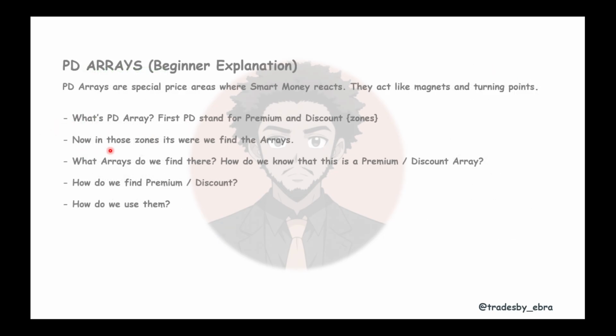Now in those zones is where you find PD arrays. What arrays do we find there? We are going to see in the next slide. Then how do we know that this is premium or discount? We use a tool called Fibonacci, right? We're also gonna see how that looks. Then how do we find premium or discount? Still, we'll use the Fibonacci to know that this is premium, this is discount. Okay, how do we use them? Still, we are gonna see that.